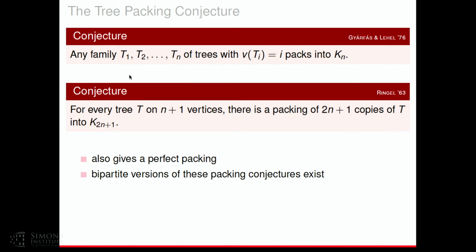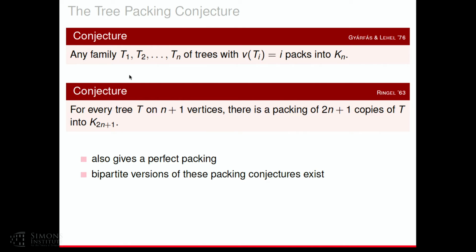And there are some variations on these conjectures, for example, in bipartite graphs, in complete bipartite graphs and so on. Okay, so there are some conjectures about packing trees into complete graphs around. And for a long time, we really didn't know very much on these conjectures, and I will summarize that on a slide in the future a little bit.